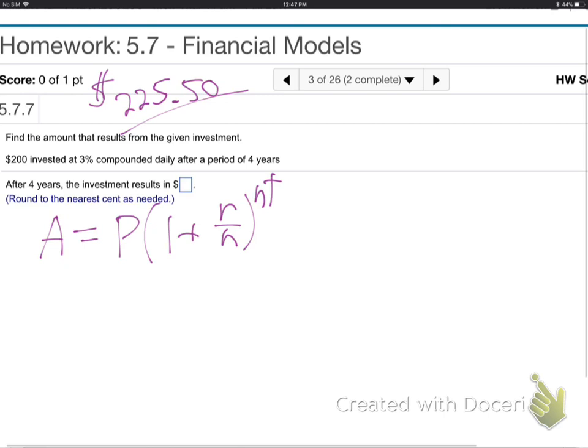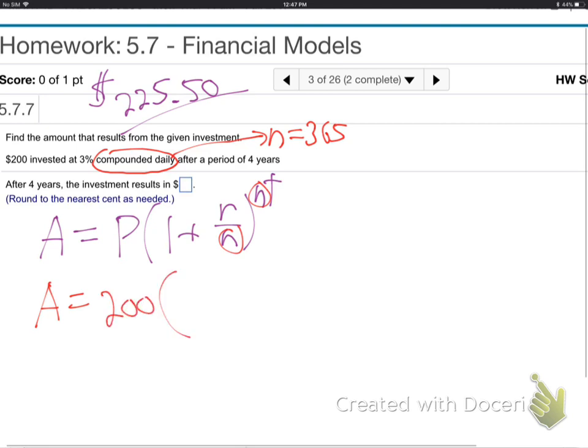T is 4 years. What would the N be? Compounded daily. N is the number of compoundings. N is 365. That goes on the bottom and it goes in the exponent. N is both places. So the P is 200. 1 plus the interest rate, 0.03 over 365, to the power 365 times T, which is 4 years.